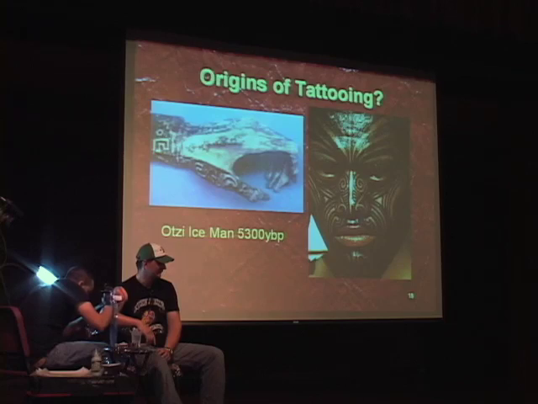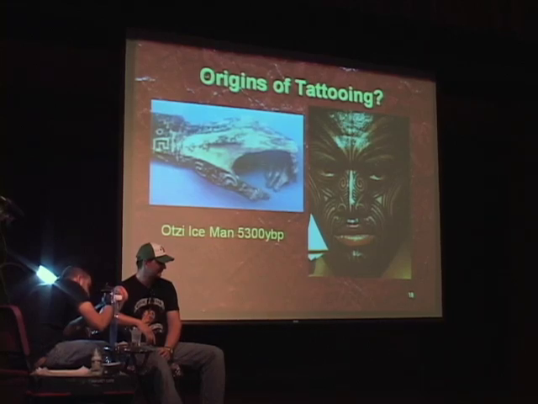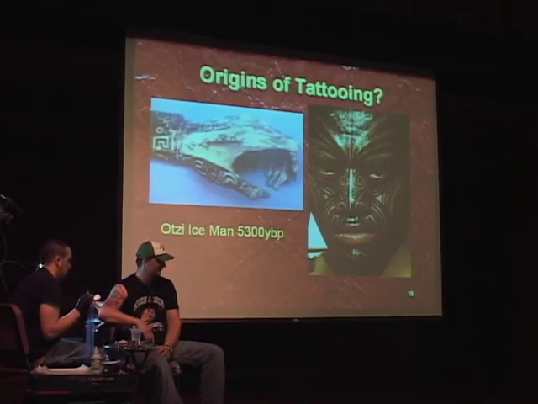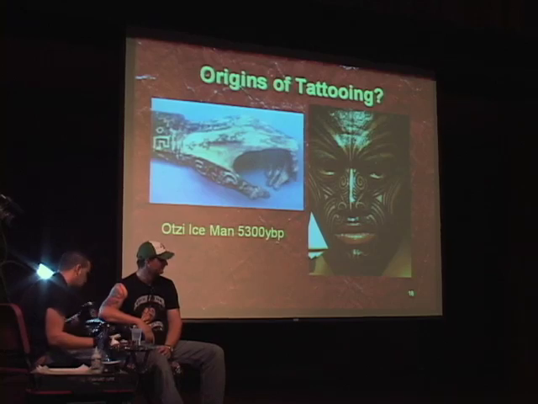On the left-hand side, you'll see a mummified human hand that was found. The age there, 5,300 years before present, is what the initials stand for. So we're talking back pre-biblical days, if you count backwards in time, and people were adorning themselves for various reasons.